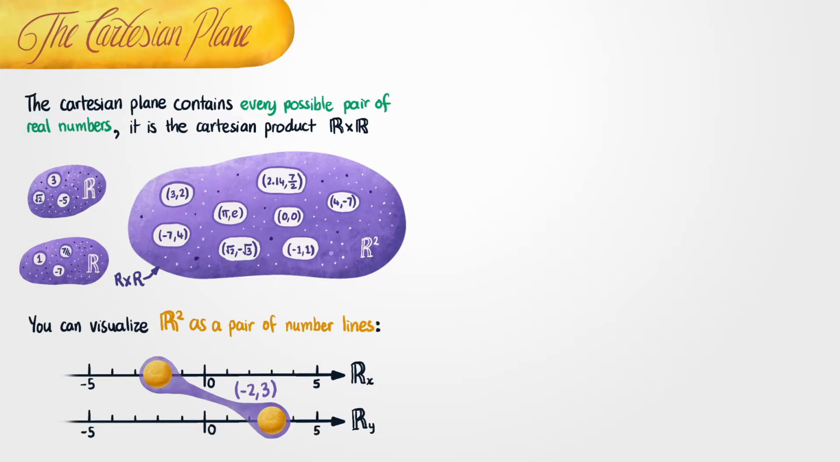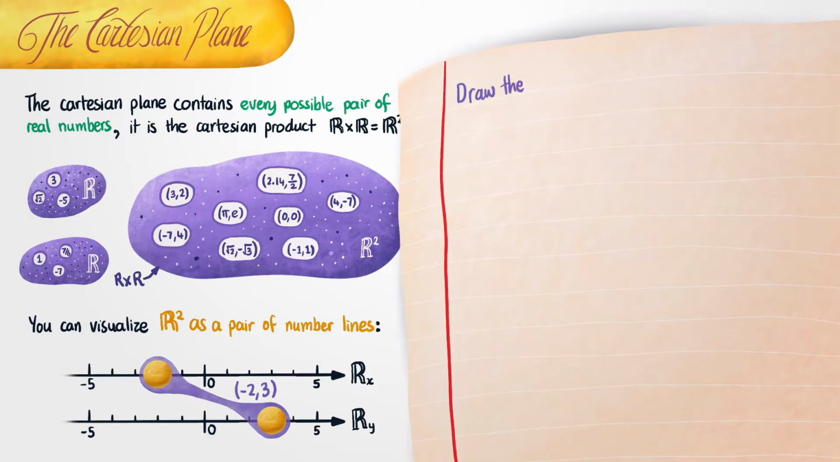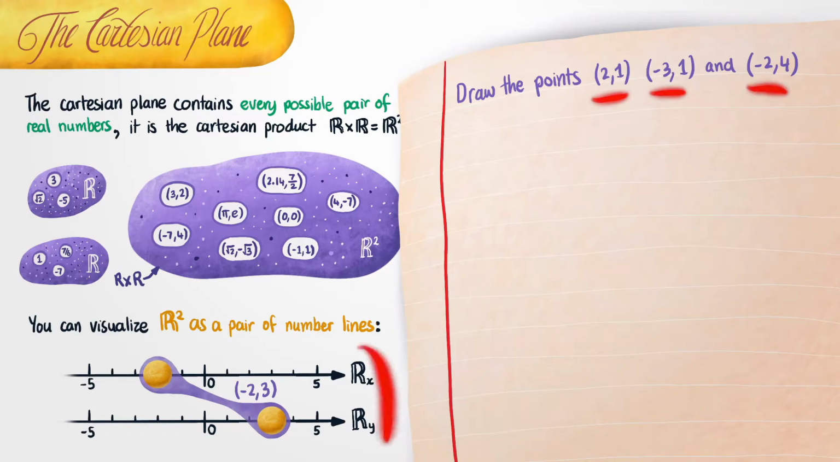Now, just to clarify this, r times r is the same thing as r squared, so you can write r times r is equal to r squared as well, if you like. So if this is actually a useful way to visualize the Cartesian plane, why don't we do some examples together to see exactly what the visual looks like? So here we'd like to draw the points 2, 1, -3, 1, and -2, 4 directly onto this pair of number lines.